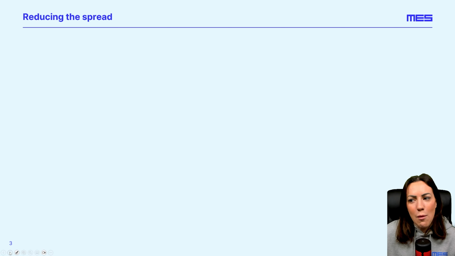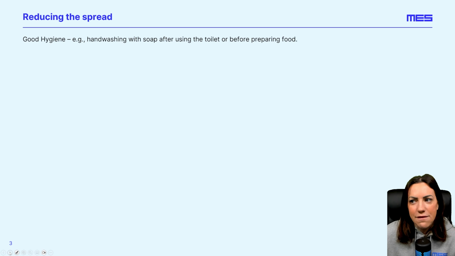Let's talk about some common ways that you can reduce the spread of a communicable or an infectious disease. And these are just general methods to begin with, but we will be looking at more specific methods when we go through all the examples of diseases that are on your spec. So the first one is obviously really important, having good hygiene.